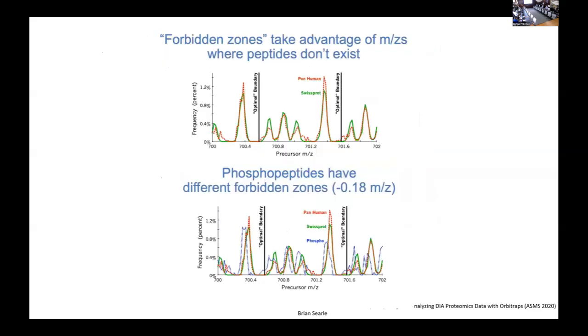But one thing you have to be aware of as we start to do PTMs is that phosphopeptides actually deviate from this a bit. Phosphopeptides can actually fall into some of these forbidden zones, so that's just something to be aware of if you're doing phospho-DIA.